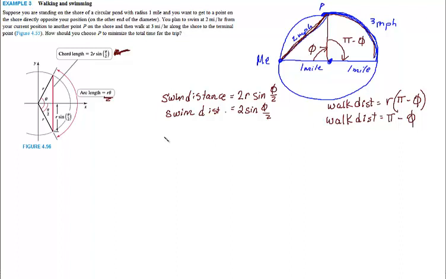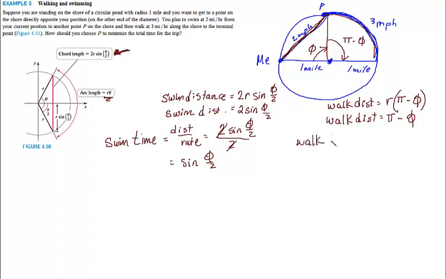Alright, they didn't care anything about distance, they care about time. So I'll say swim time. Time is distance divided by rate. So I've got my swim distance, that's 2 sine phi over 2 divided by the rate that I was swimming, which is 2. That means my swim time is sine phi over 2. And then I need my walk time. Do the same thing. And it is your distance, which is pi minus phi over my rate, which is 3.